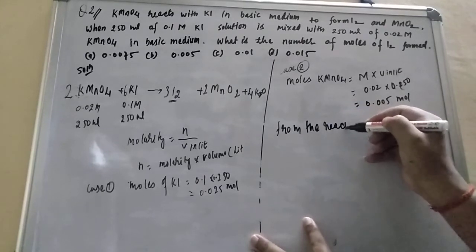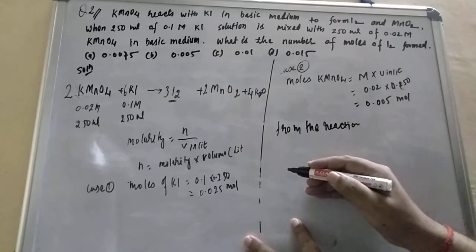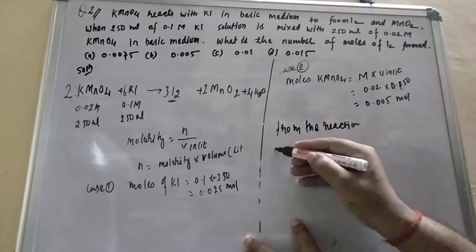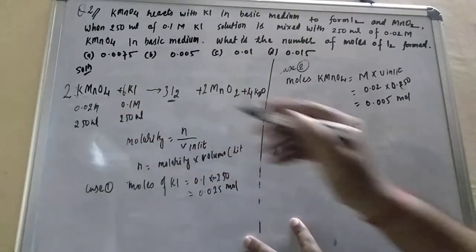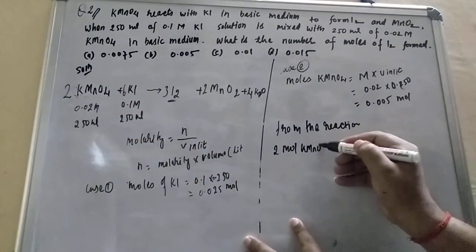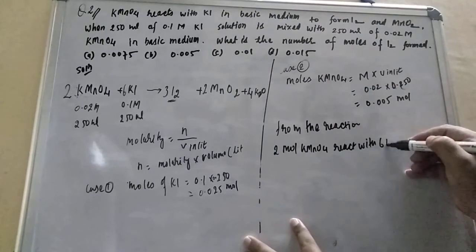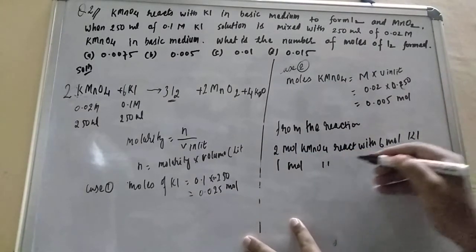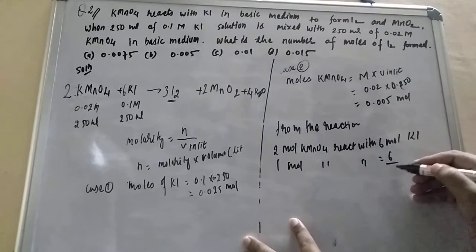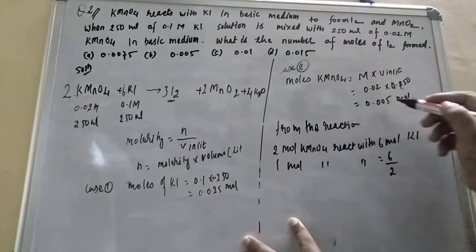If you are going from the reaction, 2 mole KMnO4 reacts with 6 mole of KI. Okay, so 2 mole KMnO4 reacts with how many moles, students? 6 mole KI. So 1 mole KMnO4 reacts with 6 upon 2 mole KI. Okay. So how much is the KMnO4 here, student?